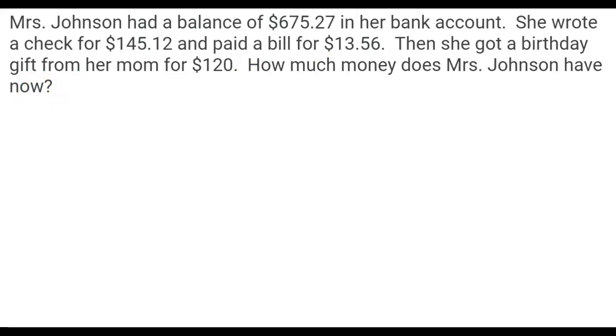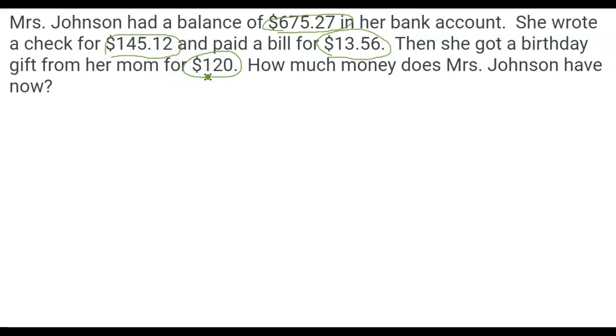What numbers are we dealing with here? I'm going to change colors here actually. We've got $675.27, right? That's my total. That's what Mrs. Johnson's starting with, her balance in her bank account. And then she wrote a check for $145.12. She paid a bill for $13.56. And then she got $120 from her mom.